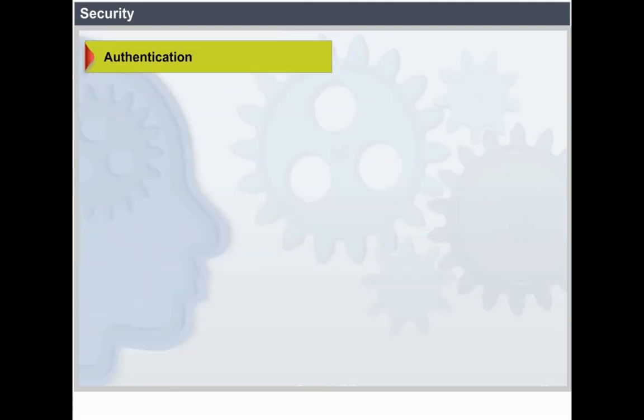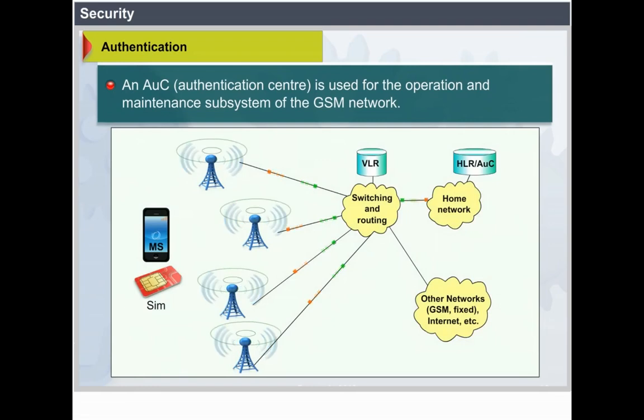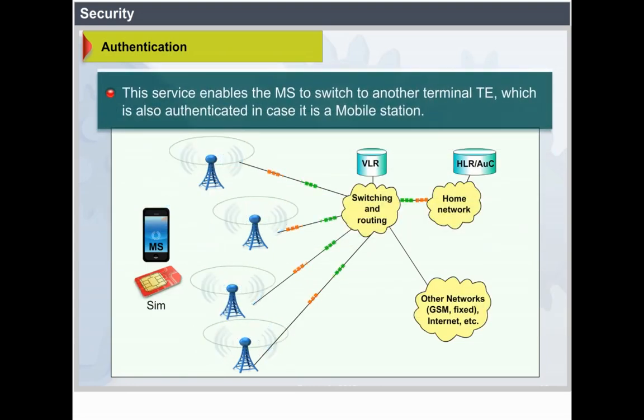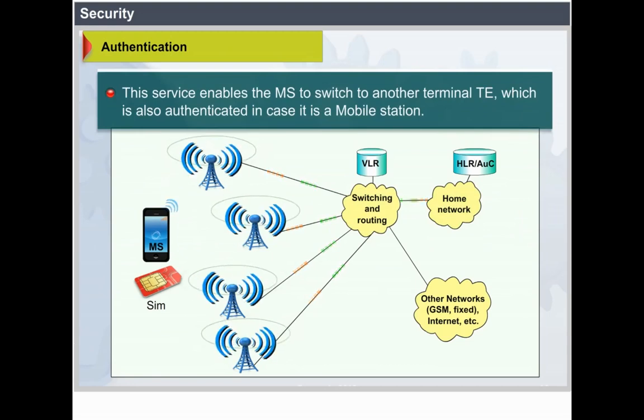Authentication. The AUC, Authentication Center, is part of the operation and maintenance subsystem of the GSM network. The AUC first authenticates the subscriber mobile station and only then does the MSC provide the switching service. This service enables the MS to switch to another terminal, TE, which is also authenticated in case it is a mobile station.